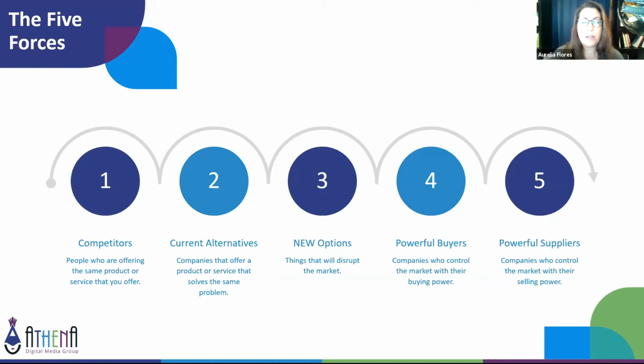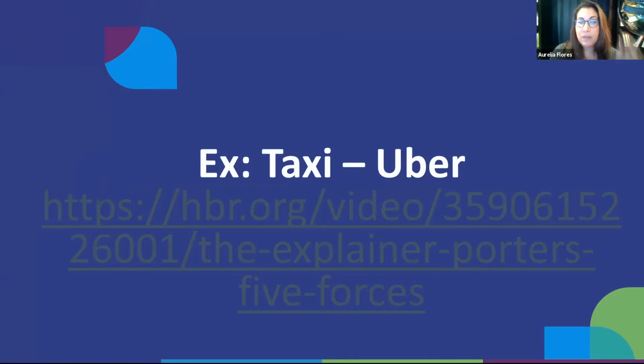Now, why am I bringing all of this up in the context of marketing? Because you've got to figure out how to position yourself in the middle of all of this. So let me give you an example of taxis and Uber, and then we're going to watch a very quick video. So if I'm thinking about taxis in New York 10 years ago, let's say, just as an example, direct competitors would probably be something like another taxi company, right?